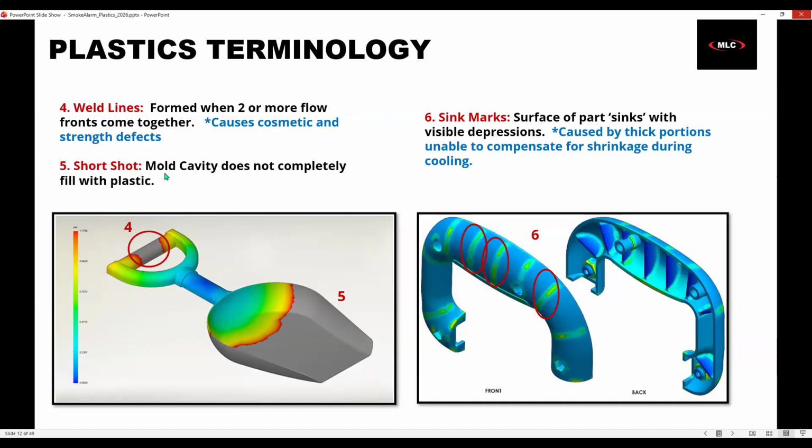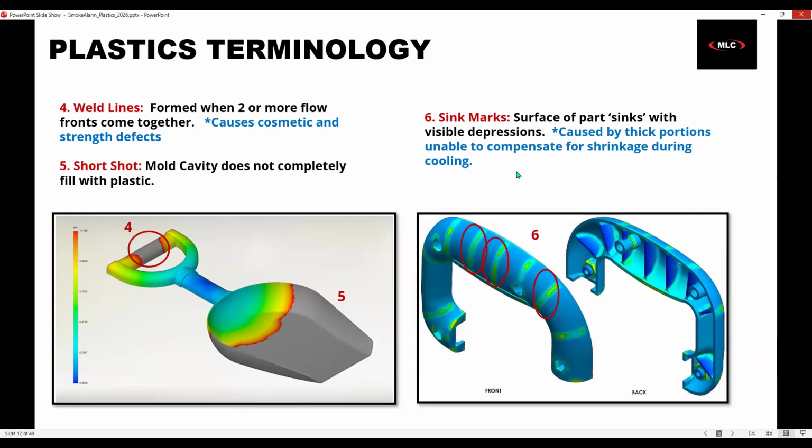Short shots are things we definitely do not want to occur. A short shot would be, for example, if number 5 was done. So basically the mold cavity does not completely fill with plastic. Plastics simulation is going to provide us warnings when this happens so we know, okay, maybe not the best design or not the best setup that we're working with.